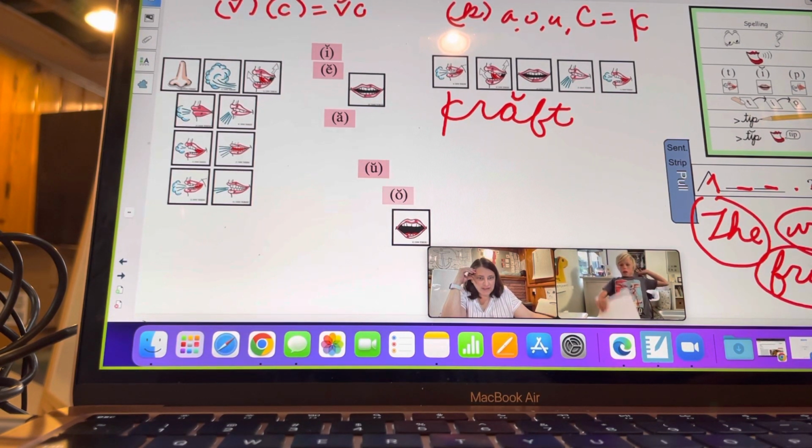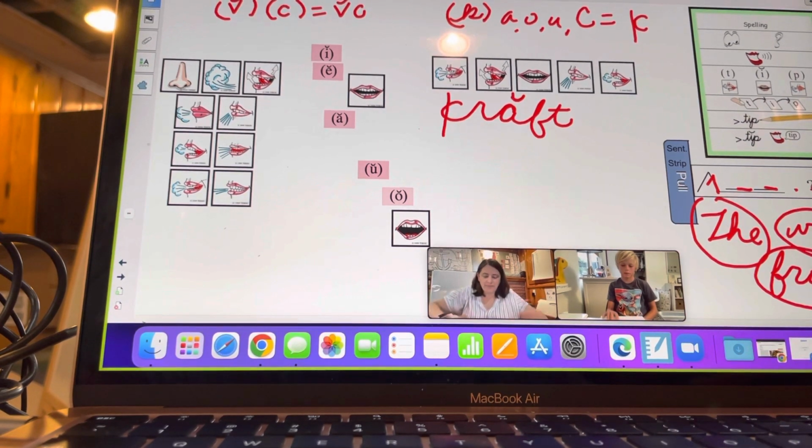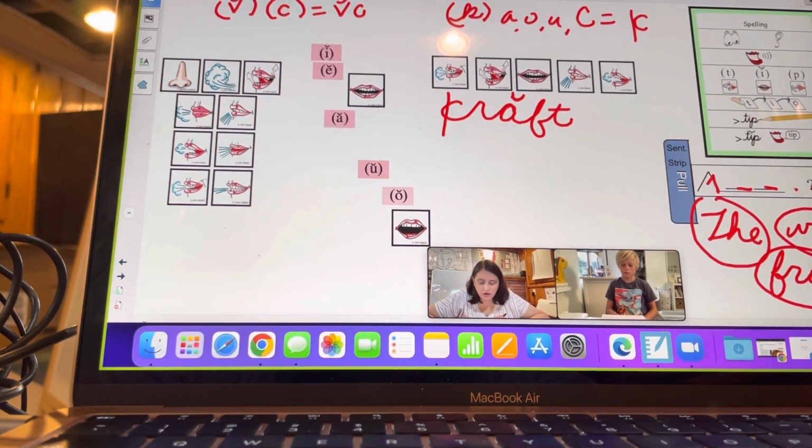I'm going to give you your sentence and I want you to echo it. I'll say it again and then you echo again and then write it, okay? Okay, your sentence. The craft was from camp. The craft was from camp. Good. Go ahead and write it and then code it.